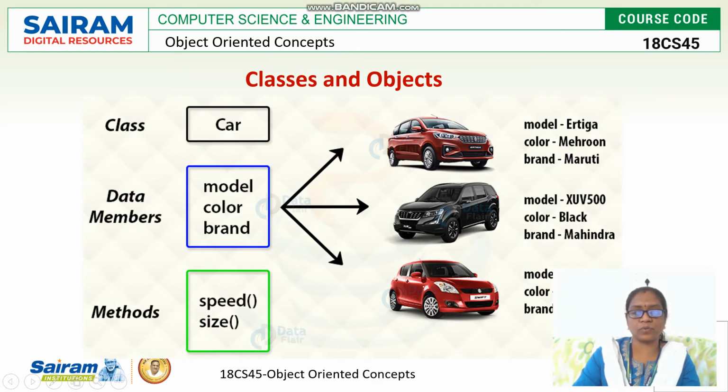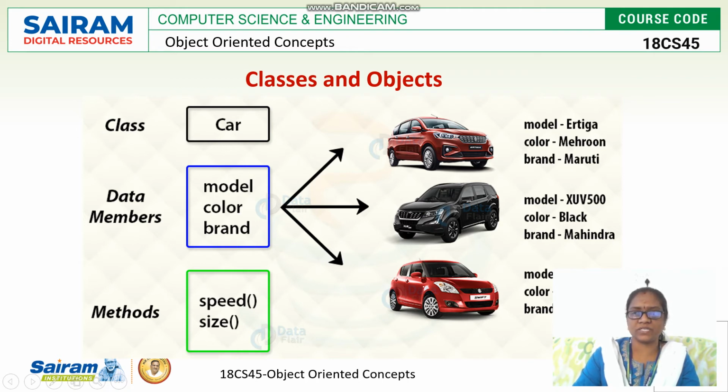So one more example we can take here. Now car is one class. What may be the data members for car? Model, color and brand. And what are the behaviors or operations that can be done by the car? Speed and size, right? So likewise, if you take car as a class name, model, color, brand are the data members, and methods are nothing but speed and size. This is about class. For this class, we can create n number of objects.